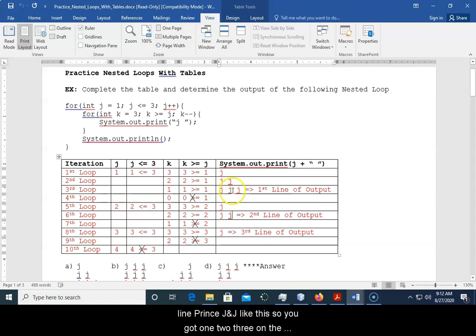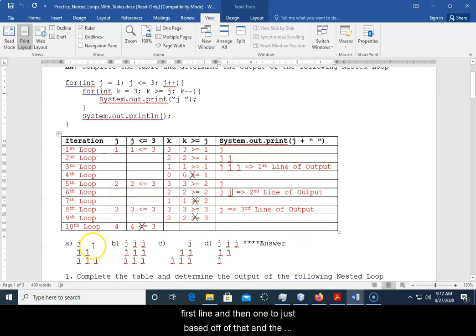So you've got 1, 2, 3 on the first line, and then 1, 2. Just based off of that and the answer, we know that D is the correct answer. But we'll just go through the last line, all right? So it prints a brand new line.